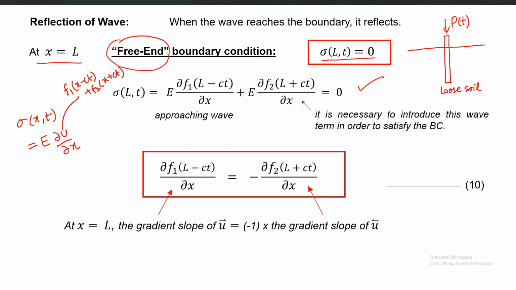So we just wrote this whole expression for sigma L comma t, where x is replaced by L. The first term defines the approaching wave of stress, and the second term represents the reflected wave of stress, because their sum is equal to the stress, and we know that it is zero at the boundary condition. So we should have the second term. It is necessary to introduce this wave term in order to satisfy the boundary condition.